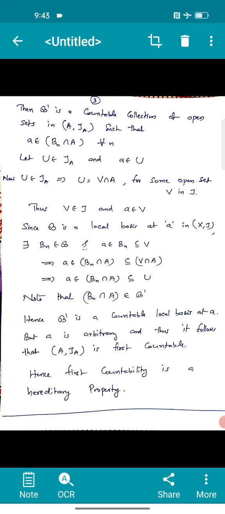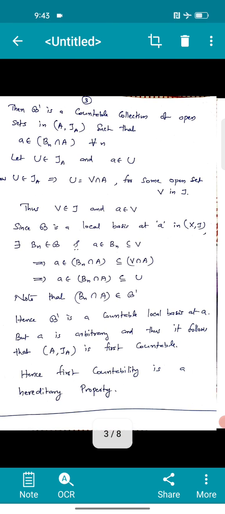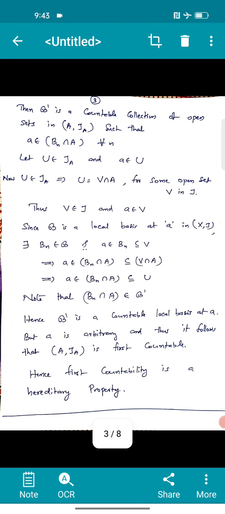U open in A implies U equals V intersection A for some open set V in the topology of X. Thus V is open in X and a in V. Here B is a local basis at a in X. Therefore, there exists a basis element Bn in B such that a in Bn which is a subset of or equal to V. That is, a in Bn intersection A subset of or equal to V intersection A, which implies a is an element of Bn intersection A which is a subset of or equal to U. Note that Bn intersection A is an element of B'. Hence, B' is a countable local basis at a, but a is arbitrary, and thus it follows that A is first countable. Hence first countability is a hereditary property.